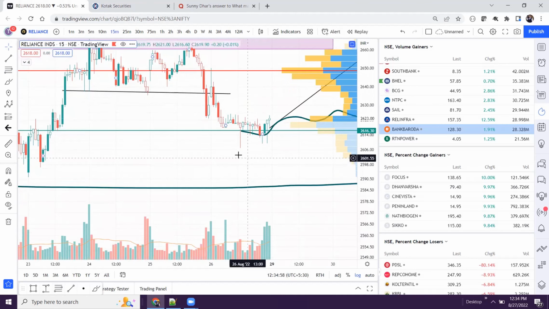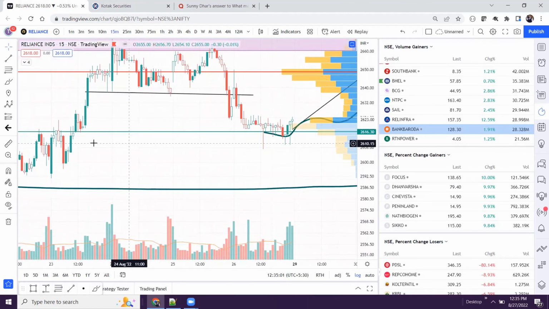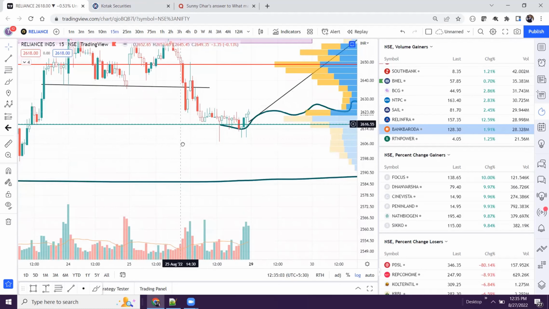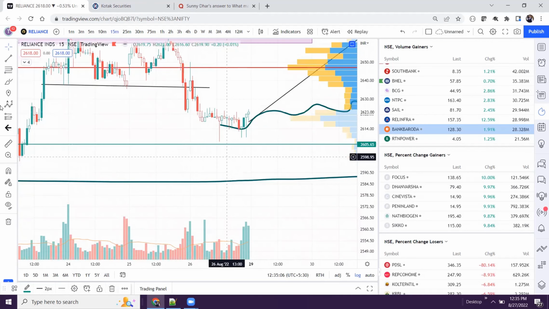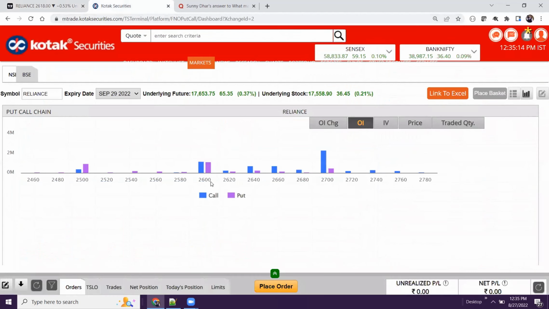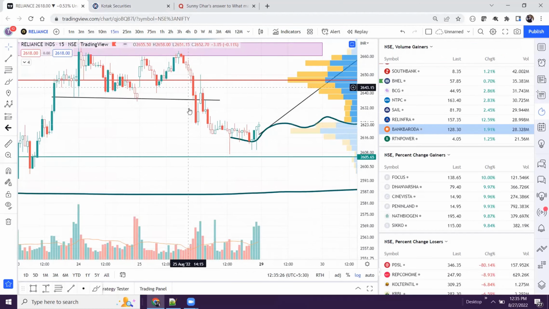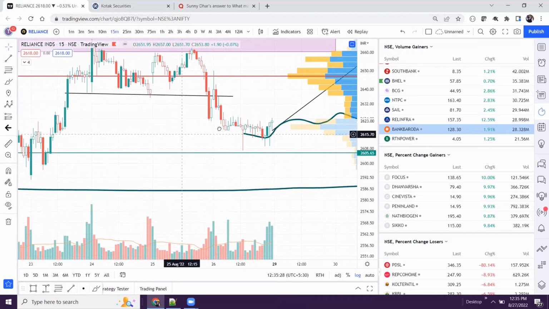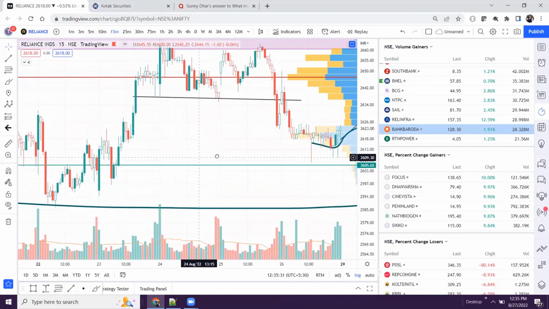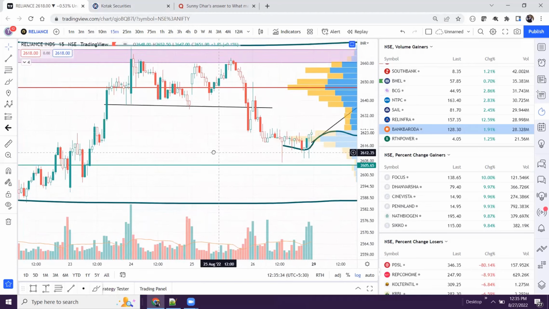Now suppose it touched this, the 2600 area. You see it didn't break this because this was support, so you know where to exit your trade. As per data, 2600 has the highest put data and 2700 the highest call data, so this is the point to sell only based on the pattern which we got here. And the target is this.